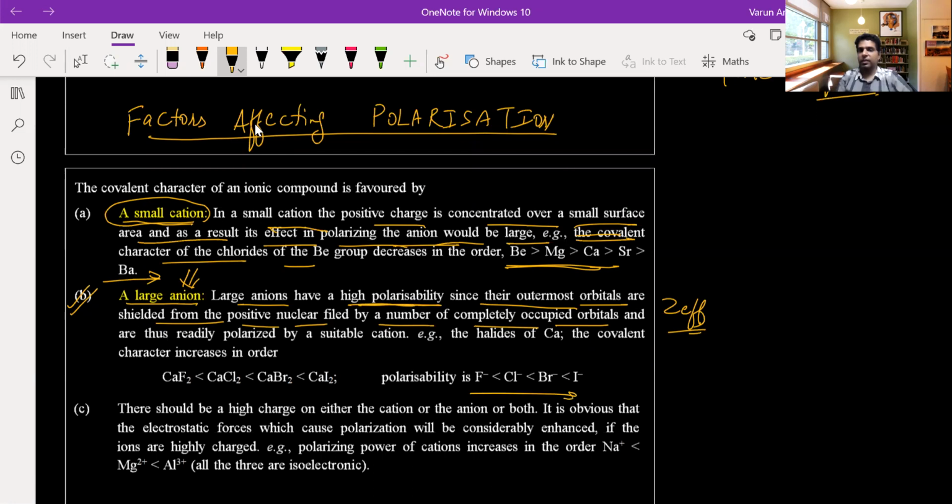As the size is increasing, the polarizability of the anion is increasing. So I minus is having more polarization. And over here, as the size is increasing, the polarizing power is decreasing. So beryllium is having more polarization or more polarizing power.